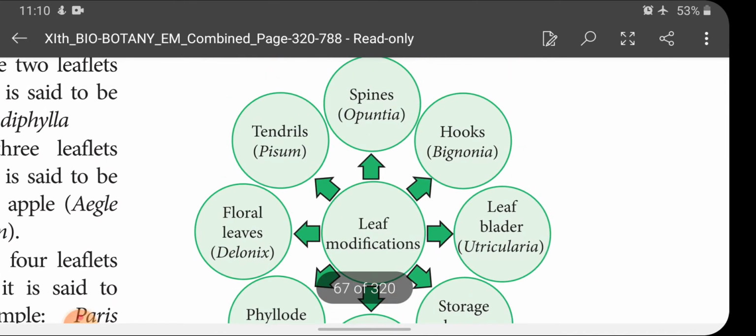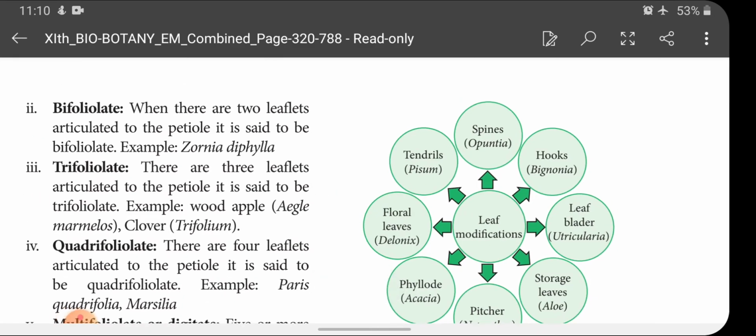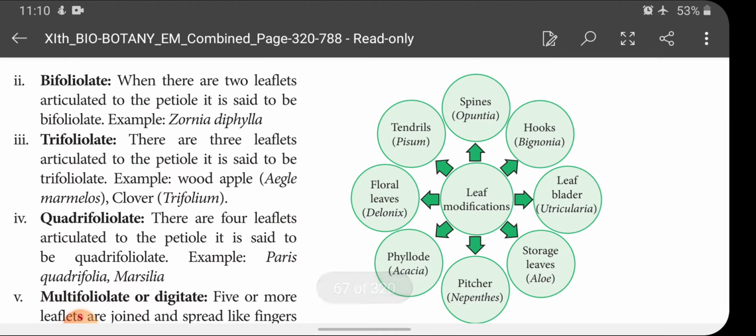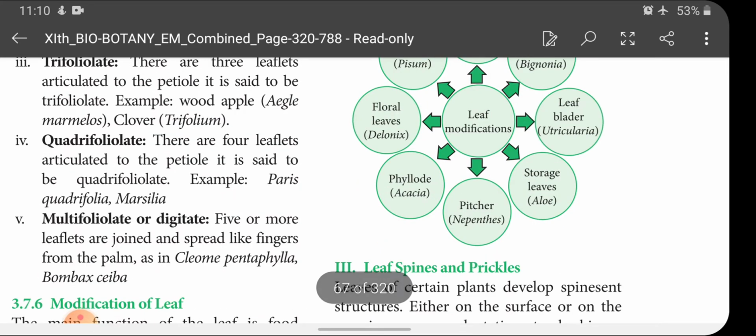Next, here you can see the leaf modifications. Spines: in Opuntia, leaves are modified into spines. In Bignonia, leaves are modified into hooks. In Utricularia, leaves are modified into leaf bladders. In aloe, they serve as storage leaves. In the pitcher plant Nepenthes, the leaf acts as a pitcher. In acacia, it acts as a phyllode. In Delonix, they are floral leaves. In Pisum, they act as tendrils. These are the various modifications of leaves.